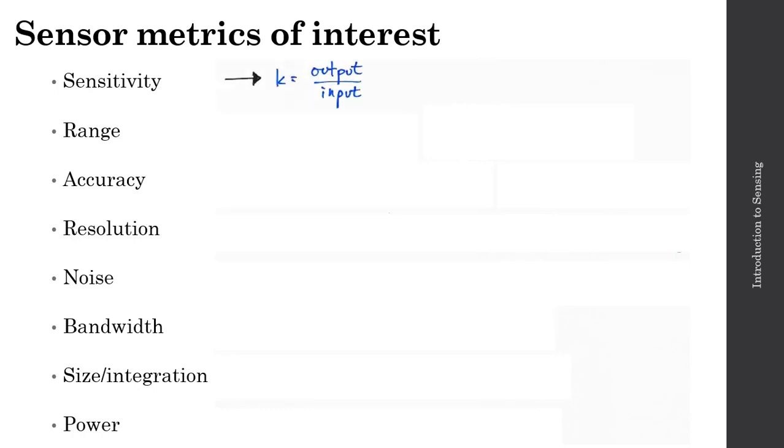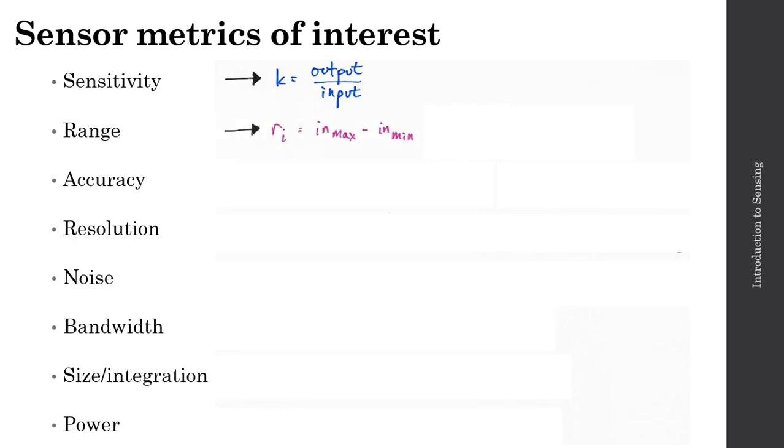Sensitivity we typically define as K, and the sensitivity will be equal to the ratio of output over input in our sensor. So for example, if I have an output in resistance and an input in temperature, I'm going to end up with units of ohms per degree C or per degree K. In another scenario, if I have an output in volts and an input of pressure, I'll look at a sensitivity that will be in units of volts per Pascal.